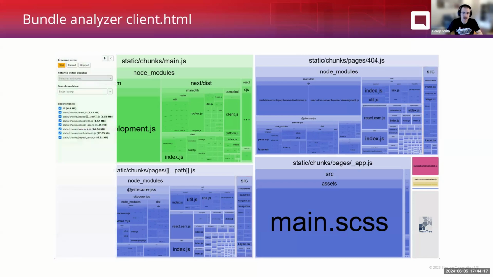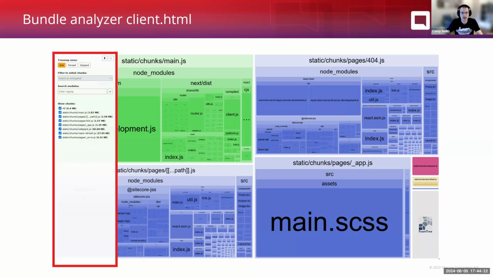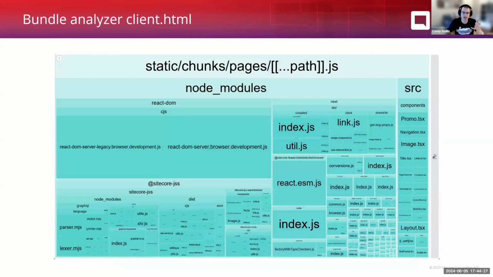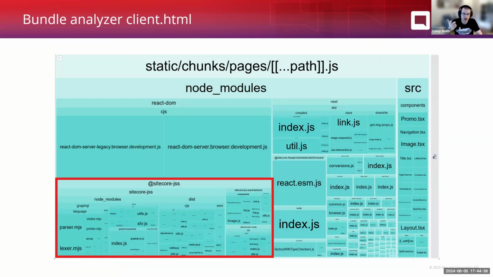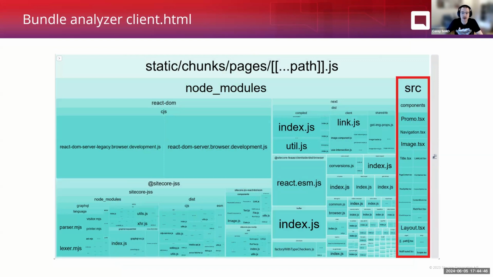But I know this is kind of hard to see. So there's a nice sidebar hidden off to the side that you can open up. And from this sidebar, you can actually choose to focus on specific chunks. So if you wanted to look at just your page slug, you can do that and you'll actually zoom in. And again, you can see that node modules is taking up the majority of space in this chunk. You can even see all the Sitecore JSS libraries right there. They probably take up about 1/4 of the node modules folder in a stock application. And then over here on the right, here are all the components that are getting included in that chunk. So that's what the client file looks like.